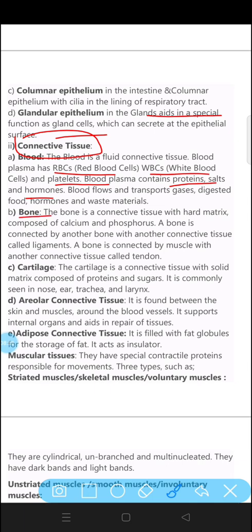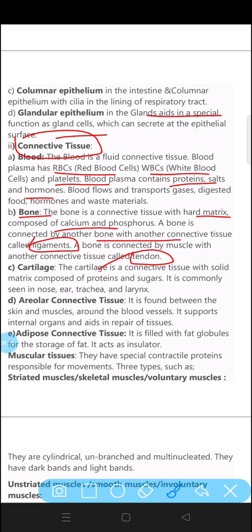Next one is bone. The bone is a connective tissue with hard matrix. It has hard matrix and it is composed of calcium and phosphorus. A bone is connected to another bone with another connective tissue called ligament. So we can say ligament is a connective tissue which connects one bone to another bone. A bone is connected to muscle with tendons. Ligaments connect a bone with another bone, whereas a bone is connected with muscles with the help of tendons.